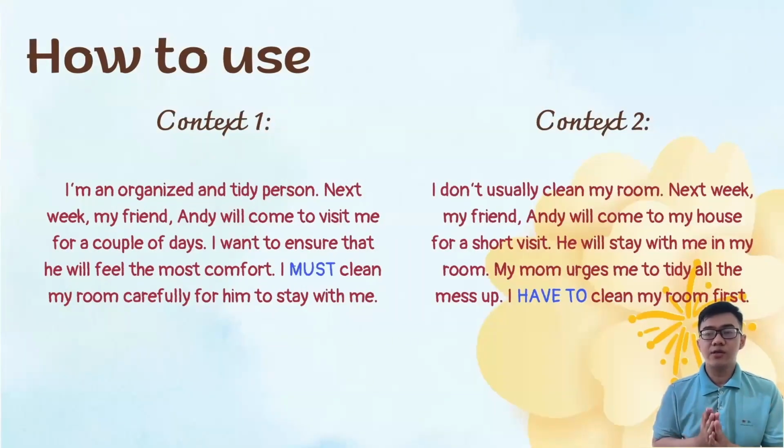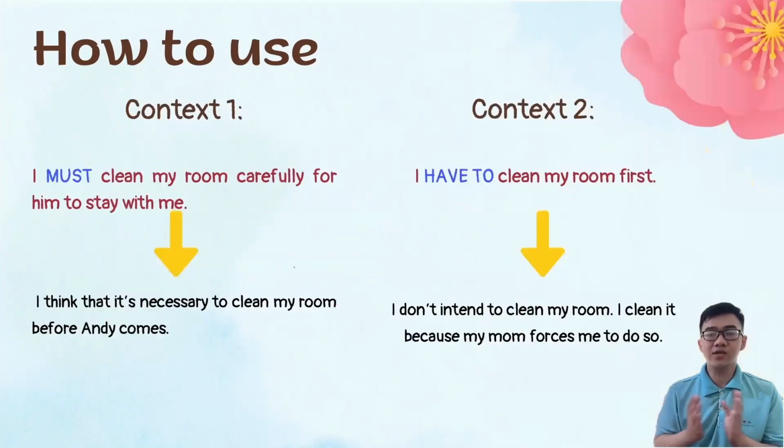In actual English, have to and must have different purposes when they are used in English sentences. Let's pause the video for 1 minute and read the two contexts on the screen and distinguish the purpose of using these two modal verbs in English. Great job. Here's the answer.